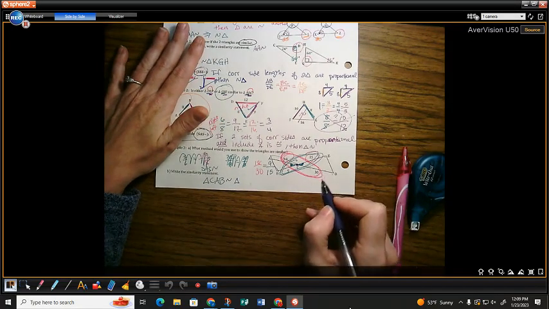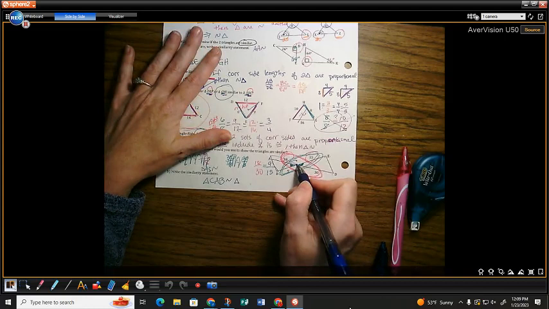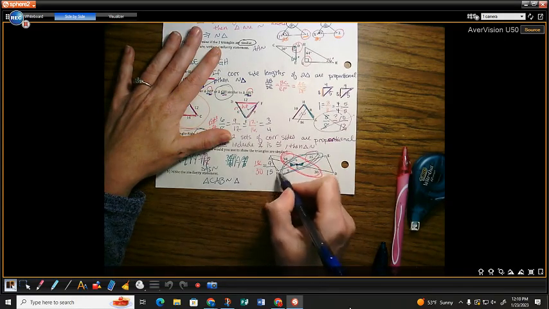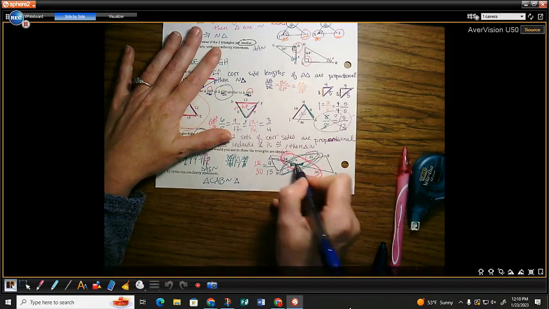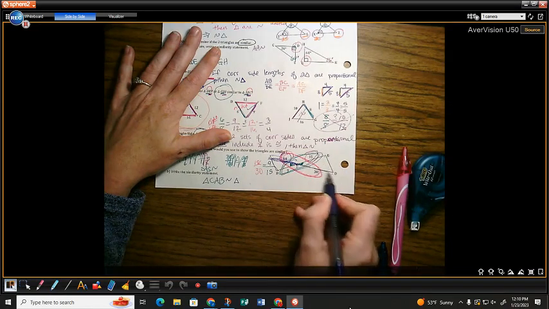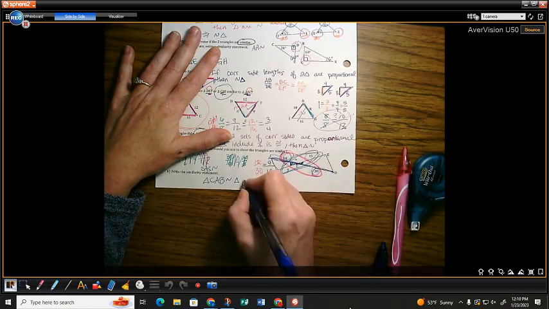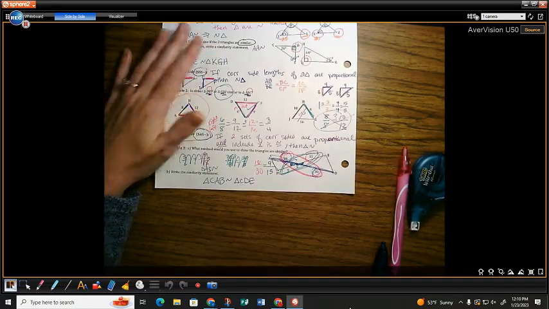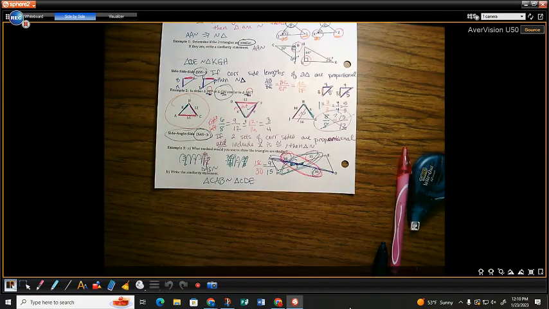Because I got to do the corresponding stuff. And to go from C to A to B, I go along this side that's pink. So I have to go along the side that's pink. So CDE. You got to match up your corresponding stuff. Okay.